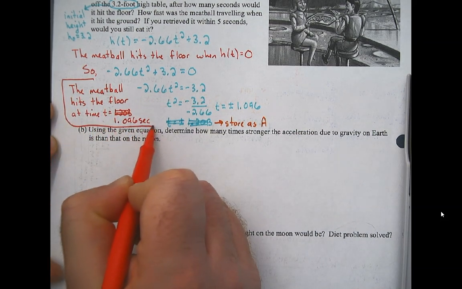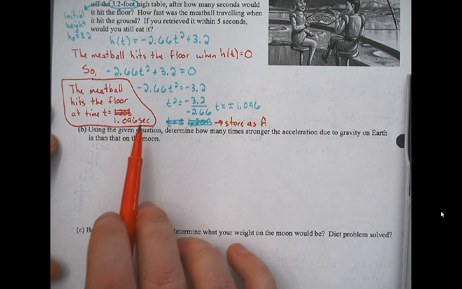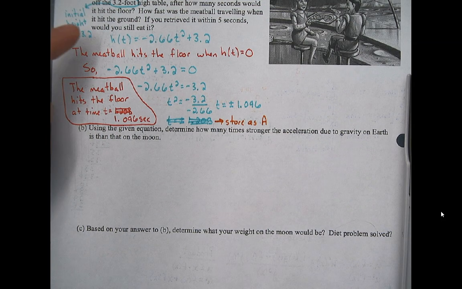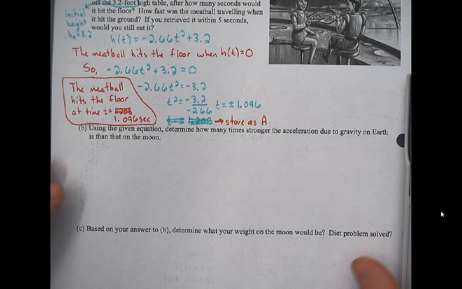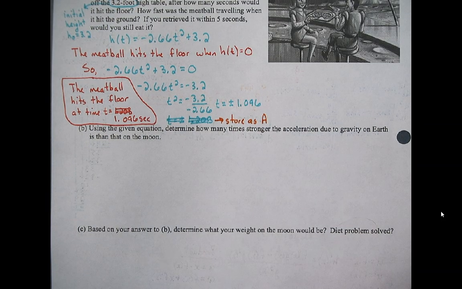Notice I wrote the word time in front of my variable, and then I put units after that time. Okay, so there was a second question. It says, how fast was the meatball traveling when it hit the ground? So that means I want to know its velocity. I want to know the velocity at the second that it hit the ground. Well, what do we know about velocity?